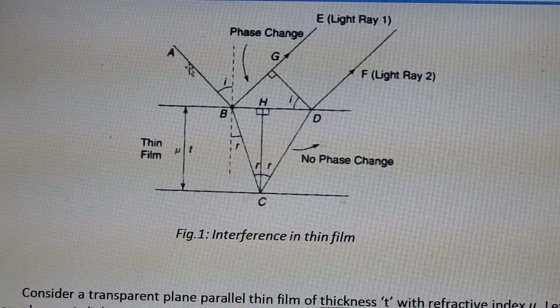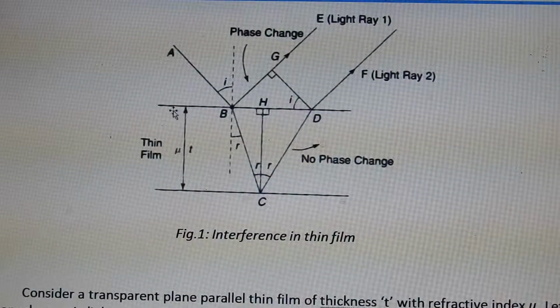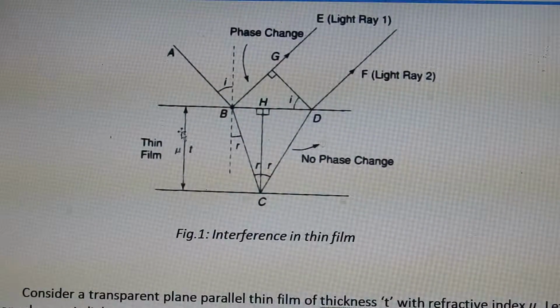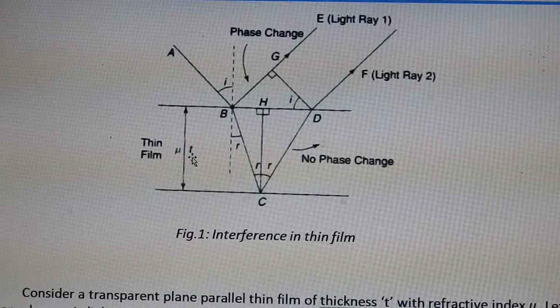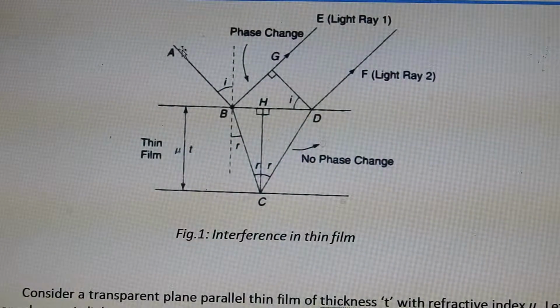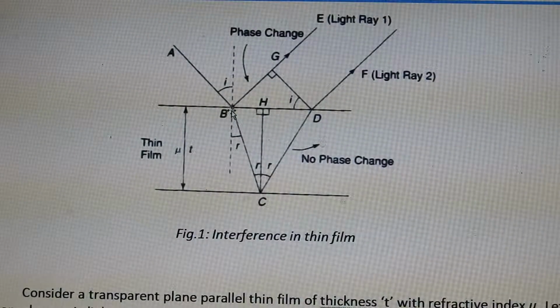Here the light ray is coming, incident on the thin film. This is a thin film. Say it has thickness T and refractive index mu. Now the ray is coming like that, incident at point B.